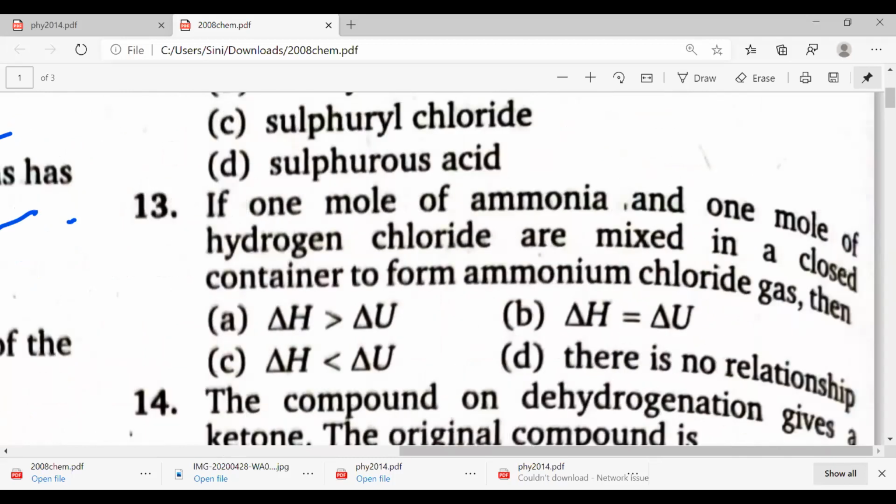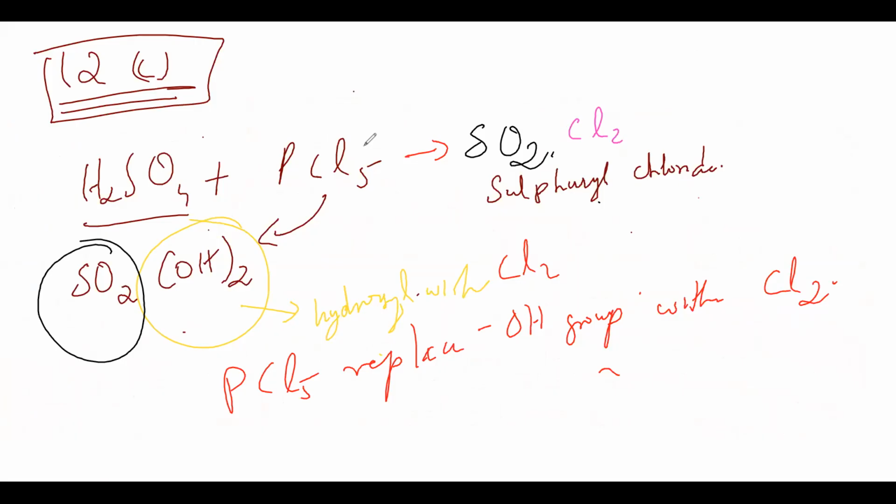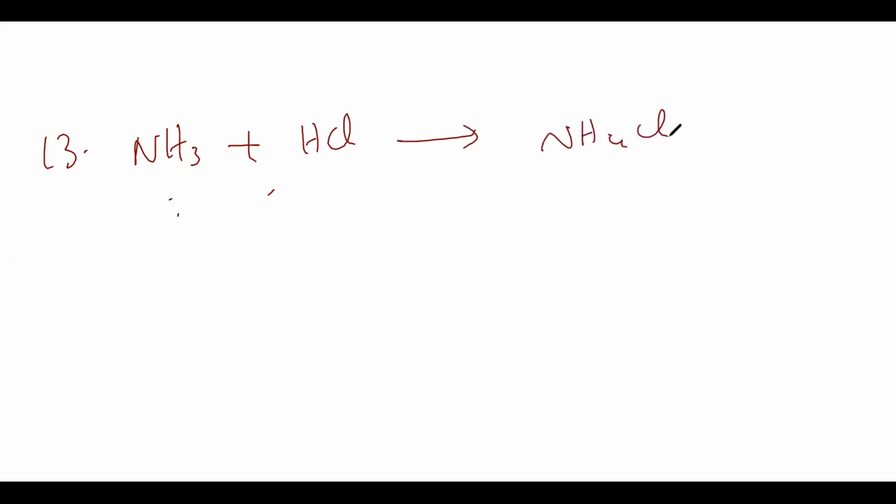So coming to question number 13: if 1 mole of ammonia and 1 mole of hydrogen chloride are mixed in a closed container to form ammonium chloride gas, then you have to find out what the condition is. So our 13th question: 1 mole of ammonia and 1 mole of hydrogen chloride gas form 1 mole of ammonium chloride. So 1 mole, 1 mole, and 1 mole.